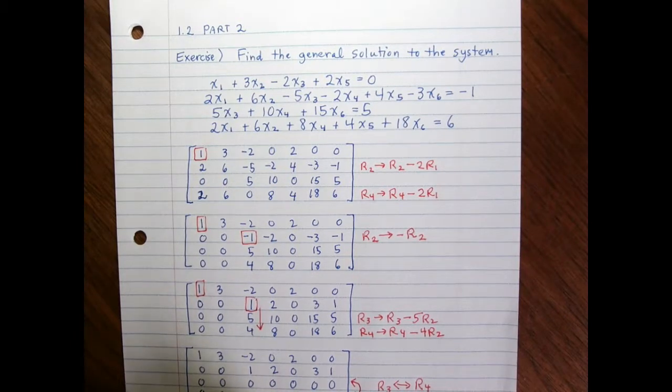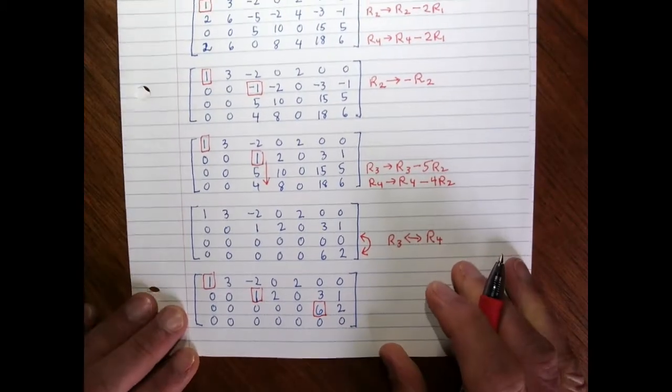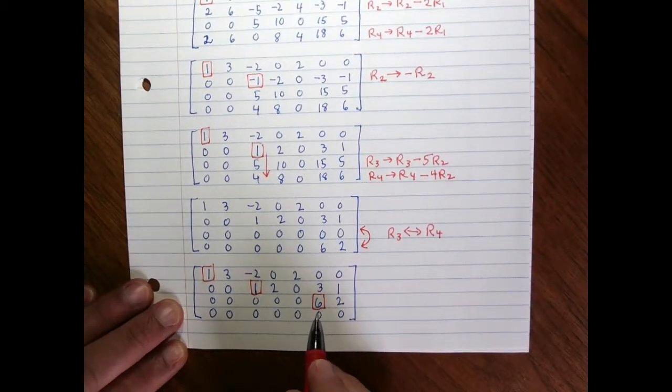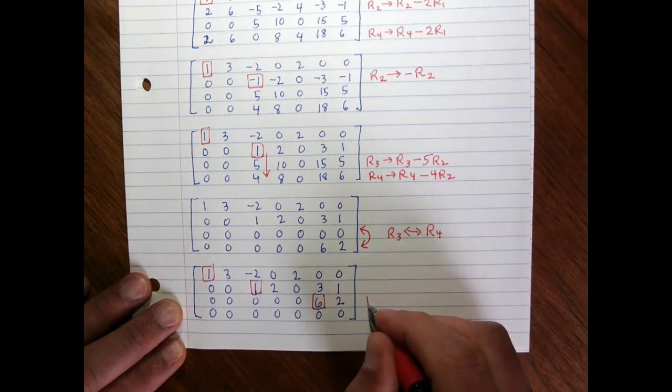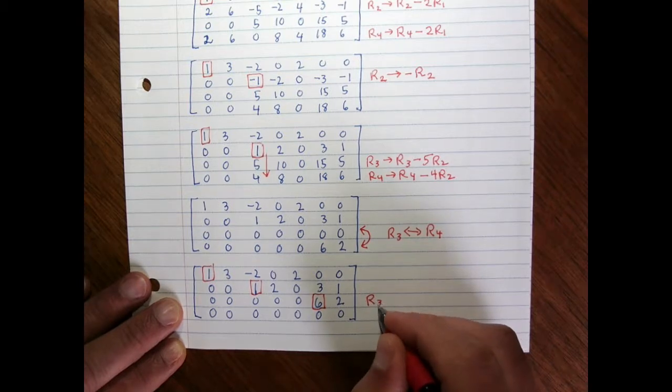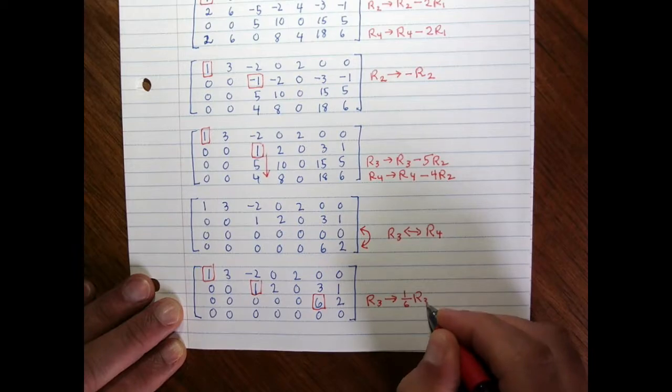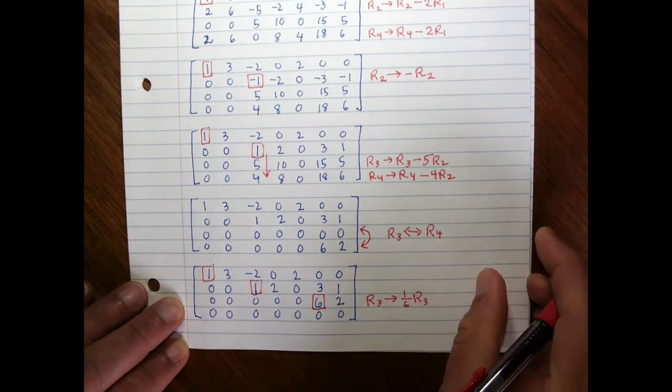Now I'm going to go across what is now the third row over to this 6. Oh, sorry, I did that again. Went off the bottom of the screen. And this 6 I want to be a 1. So I'm going to replace row 3 with 1/6 times row 3 to get a 1 in that position. And I'll go ahead and copy that onto another sheet.